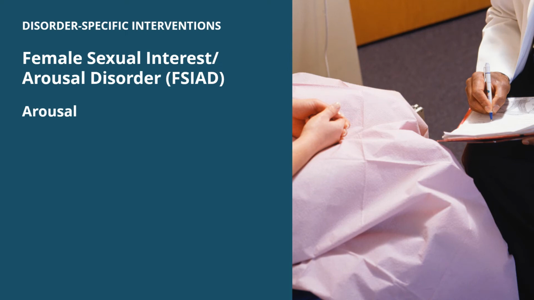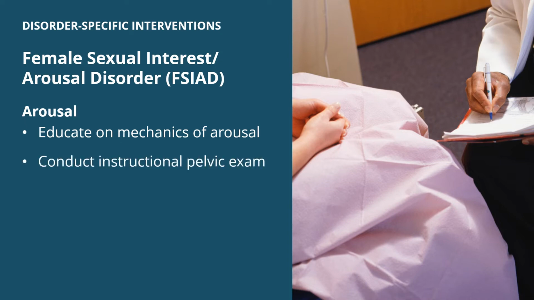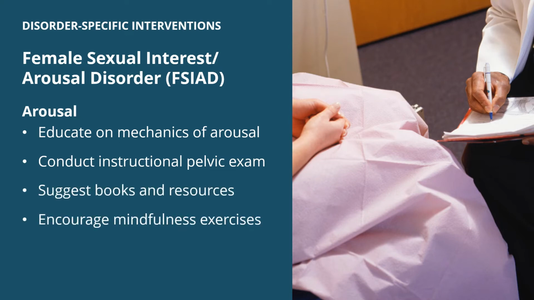Interventions for arousal issues include educating a woman about the mechanics of arousal and genital engorgement, and conducting an instructional pelvic examination to help a woman identify the clitoris. Clinicians can also recommend reading materials and resources, mindfulness exercises, directed masturbation to help a woman identify what kinds of stimulation arouse her, and sensate focus exercises. Increasing stimulation with longer, directed foreplay or use of a vibrator during partnered sexual encounters may also be suggested.